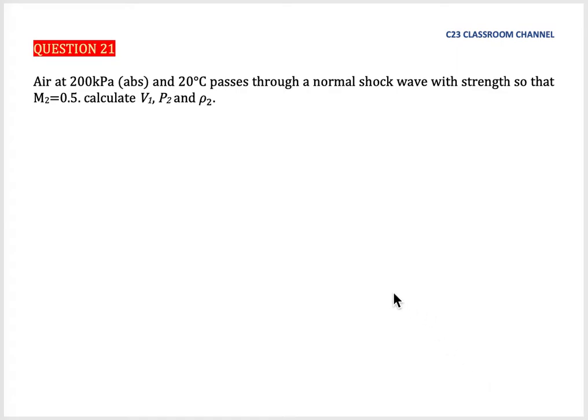Compressible Flow tutorial number 21. Air at 200 kPa absolute and 20 degrees Celsius passes through a normal shock wave with a strength so that M2 equals 0.5. Calculate V1, P2 and ρ2.